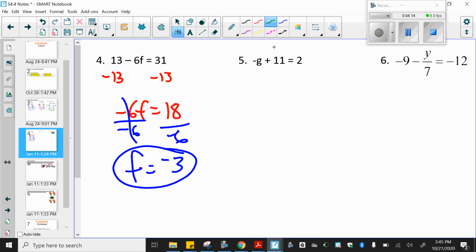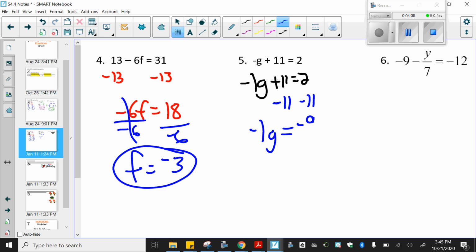Negative g plus 11 equals 2. I'm going to rewrite that as negative 1g plus 11 equals 2. I want that 1 in there. Remember, there's no number, it's 1 in front of the letter. And then I'm going to undo that plus 11 by doing minus 11. So it's going to bring down to be negative 1g equals negative 9, right? 2 minus 11 makes negative 9.